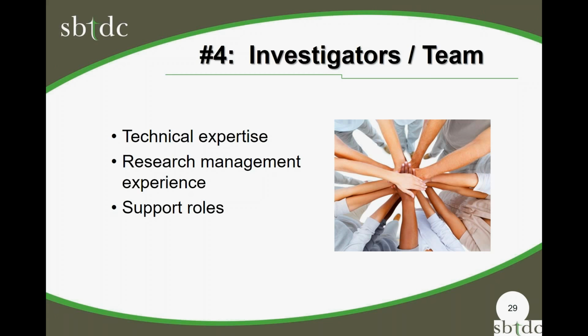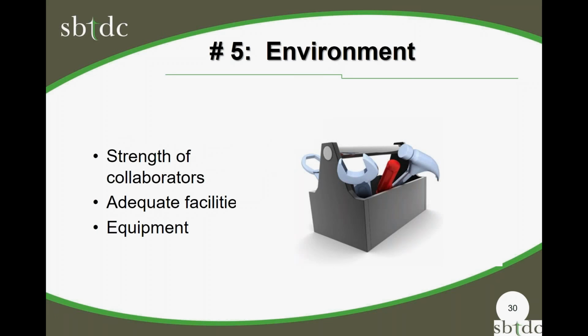A good example is a statistician. You may not need a statistician incorporated into a phase 1 or phase 2 proposal for more than 20 hours, but at the end of the research, you may need to do some statistical analysis. So have you put those kind of ancillary people on the team to have them available as needed? And fifth is the environment.